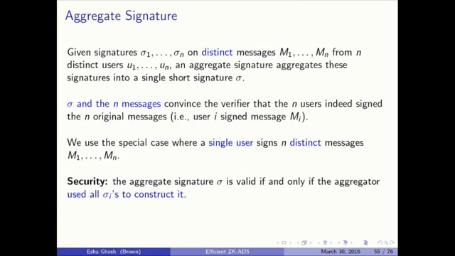And we will use aggregate signatures for the scheme, but if you know this, I am going to skip this slide. Okay. So the aggregate signature is this idea that given signatures on n distinct messages by n distinct users, you can generate a short succinct signature sigma.